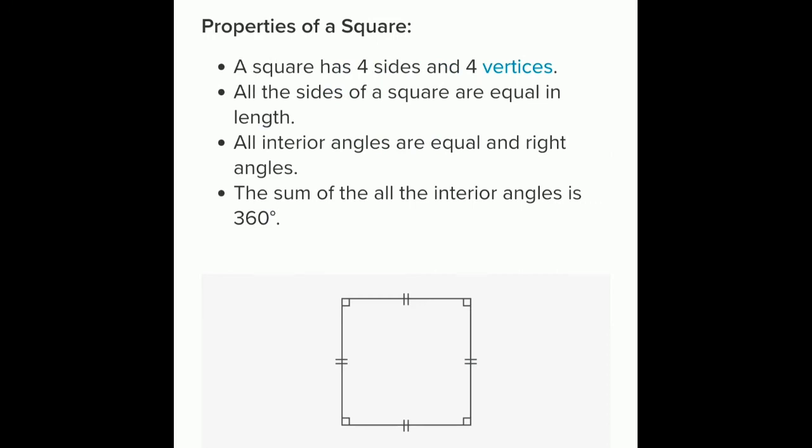Properties of a square. A square has four sides and four vertices. All the sides of a square are equal in length. All interior angles are equal and right angles. The sum of all the interior angles is 360 degrees.